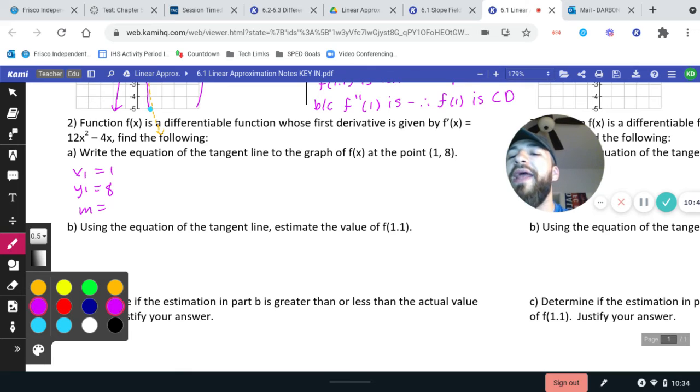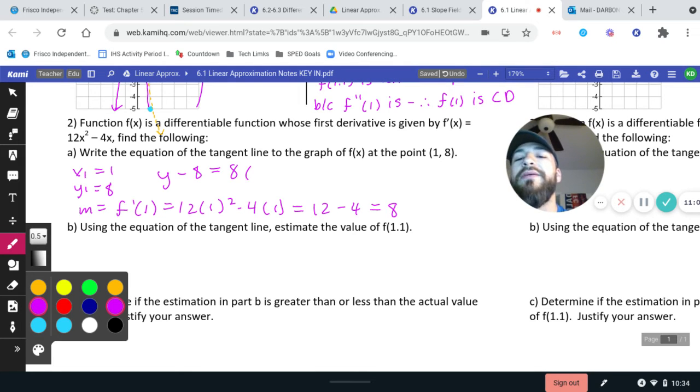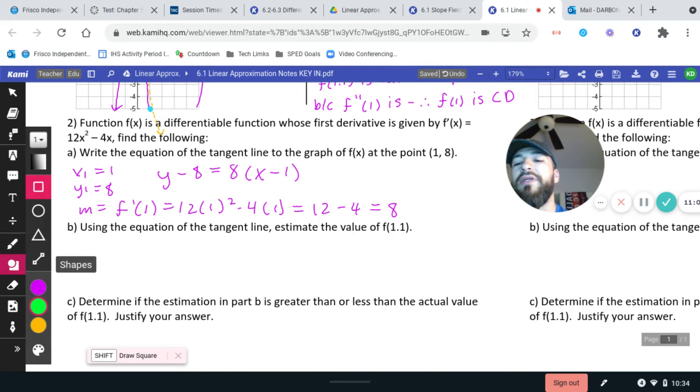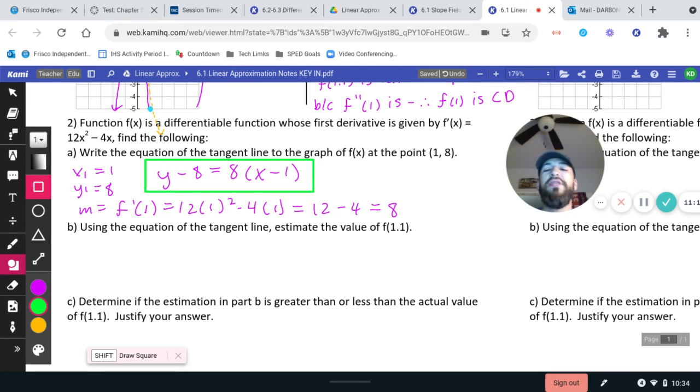We do need to find m, which of course we get from f prime of our x value. So f prime of 1 is 12 times 1 squared minus 4 times 1, so 12 minus 4, which is just equal to 8. Y1 and m, same value. So y minus 8 is equal to 8 times x minus 1. And that is our tangent line equation. Nice and easy.